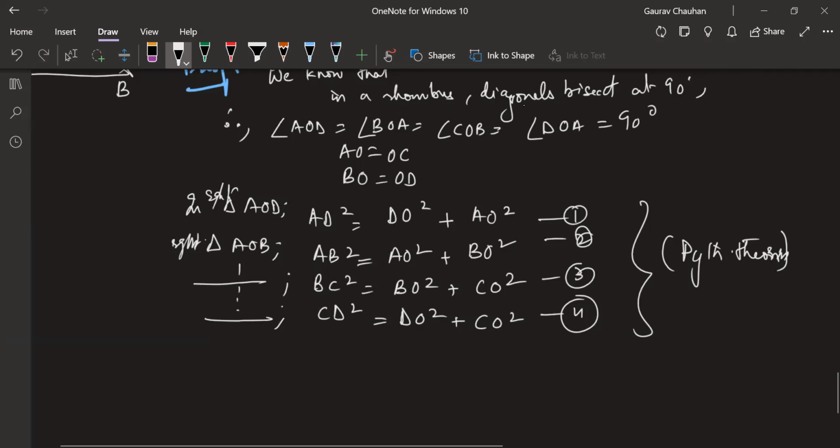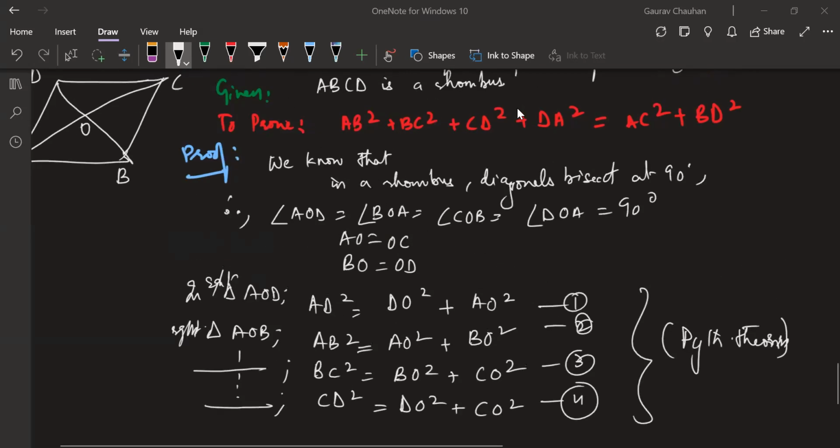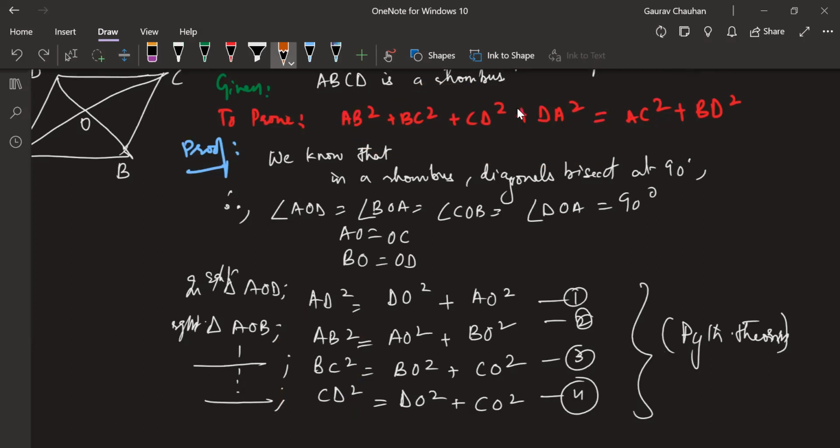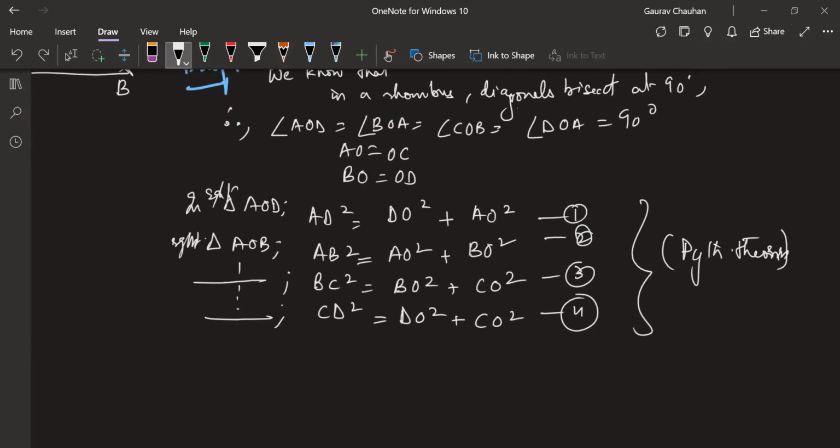Now I am going to add these four. Why am I adding these four? So that I get the left hand side of the to-prove part together. You see AB square plus BC square plus CD square plus DA square. I'm going to get all of that on the left hand side if I add these four equations. So I'm going to add those four.